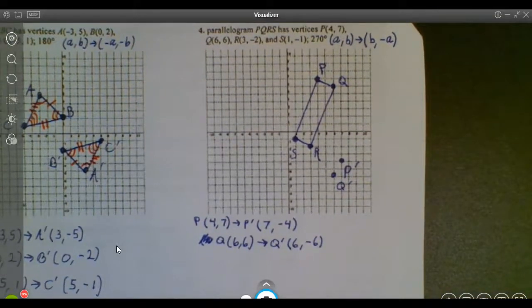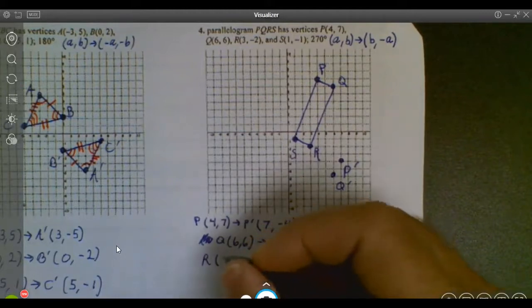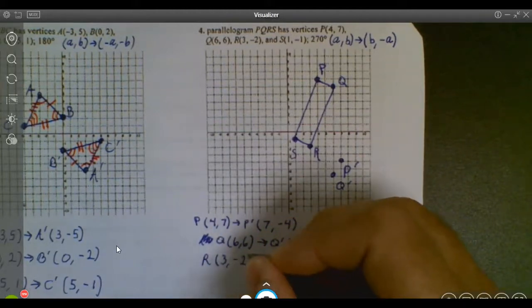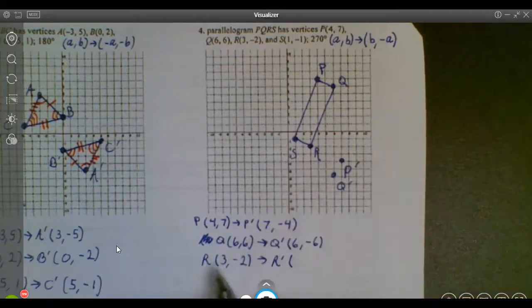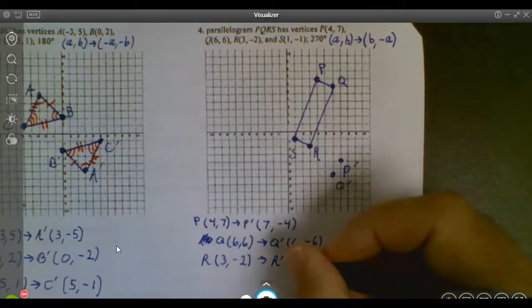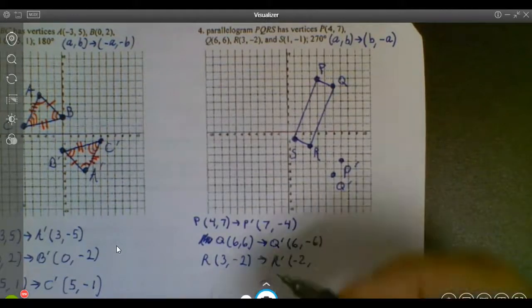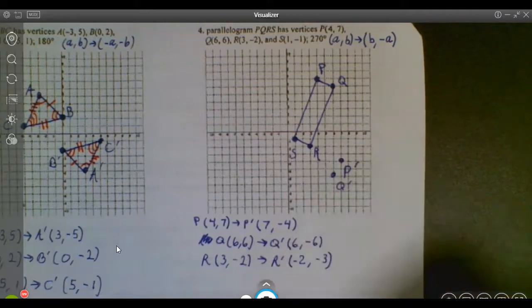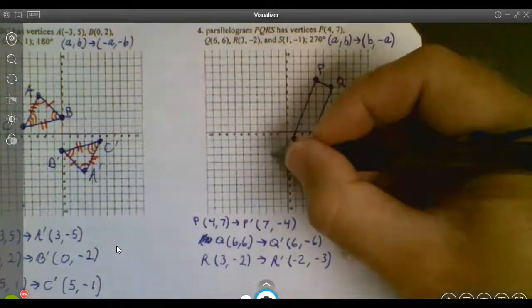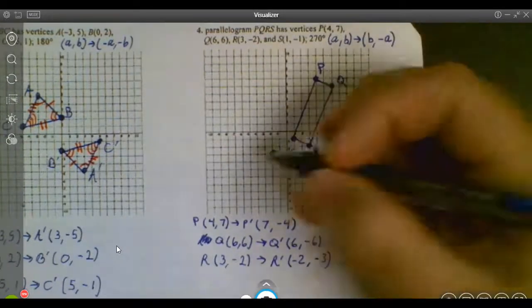And let's just finish off these last two and we'll be done. So R was at 3, -2. They're going to trade places, so that -2 moves to the front, my 3 moves to the back, and as that 3 moves to the back, it's going to become negative for R prime. -2, -3 would put me here. Again, notice the 3-quadrant rotation.